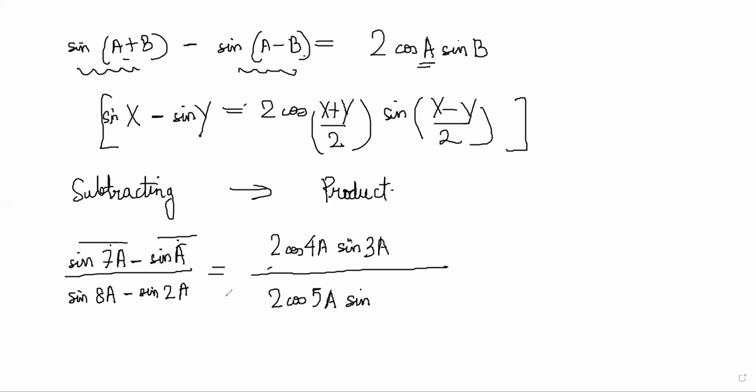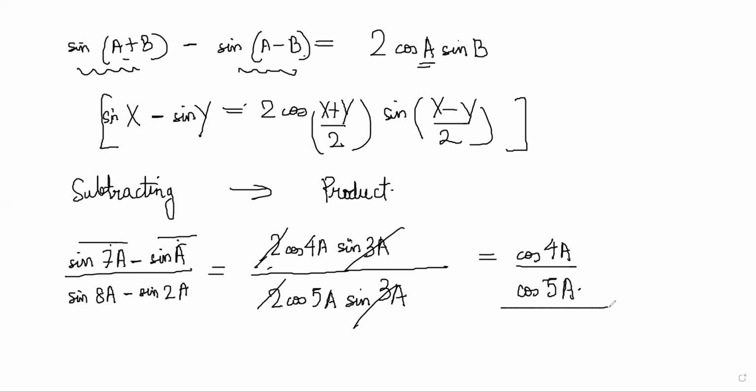And into sine (x minus y)/2, right? So it is (8a minus 2a)/2, 6a by 2, so 3a, right? And notice that now 2 can get cancelled and sine 3a can get cancelled, and it is simply cos 5a by cos 4a. You understand?